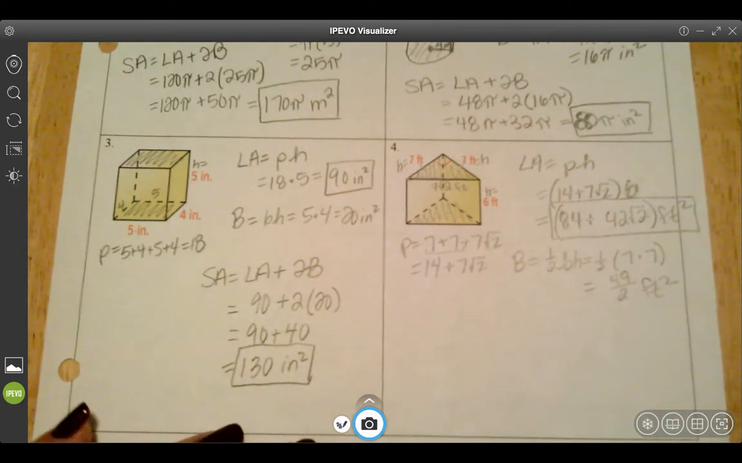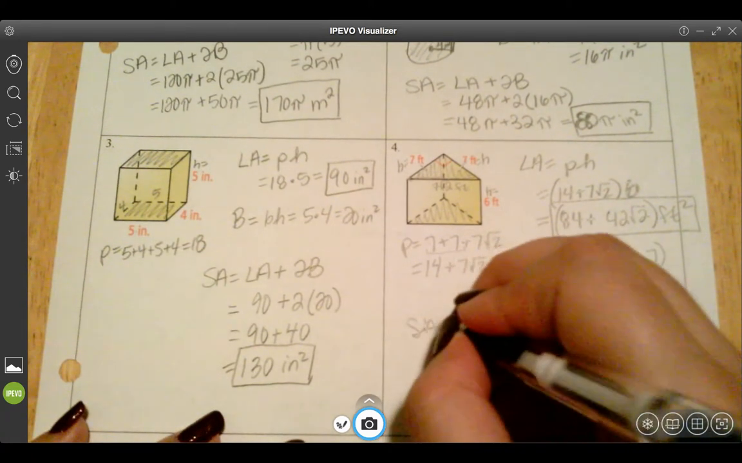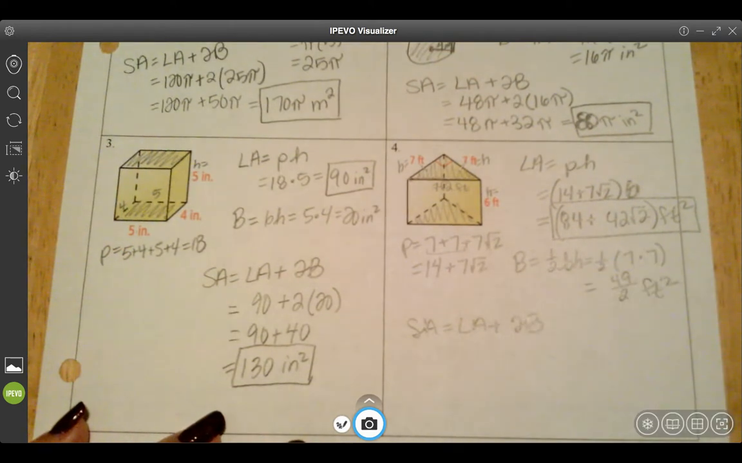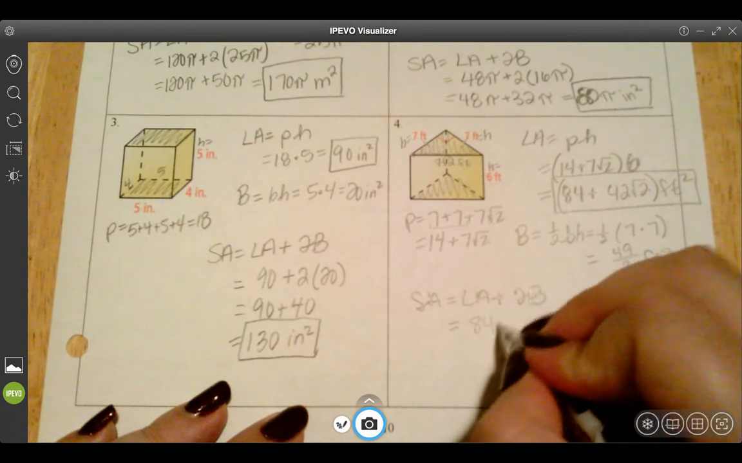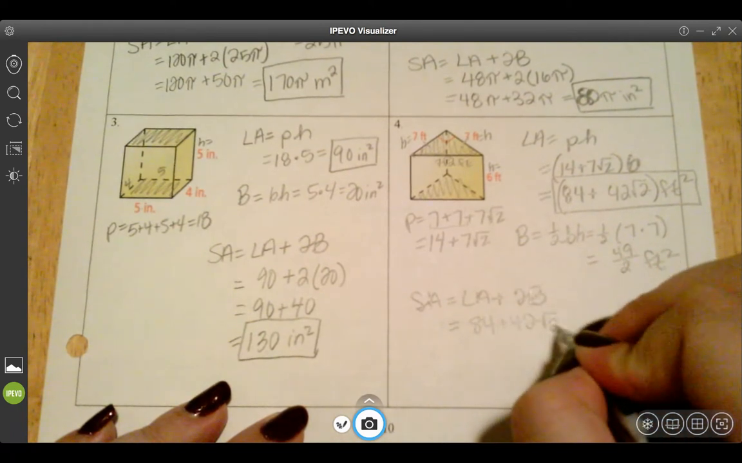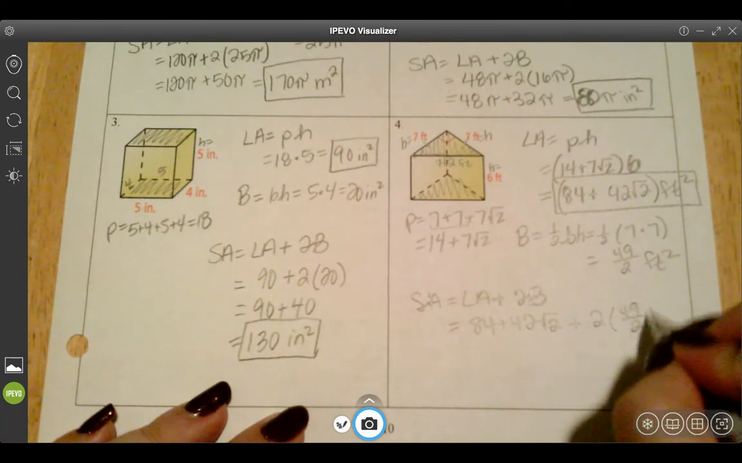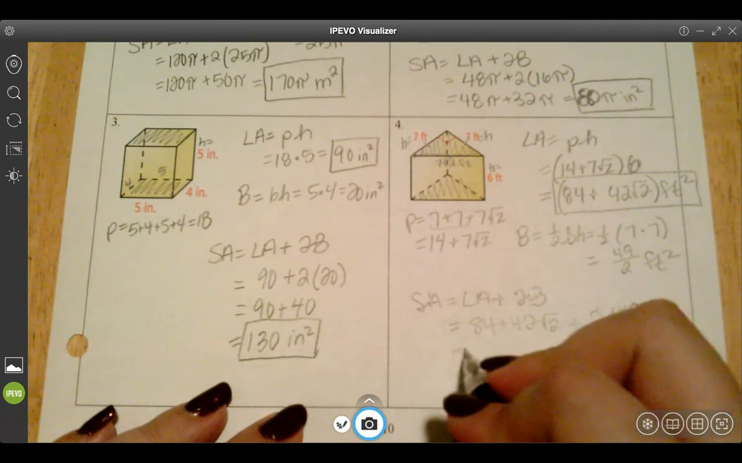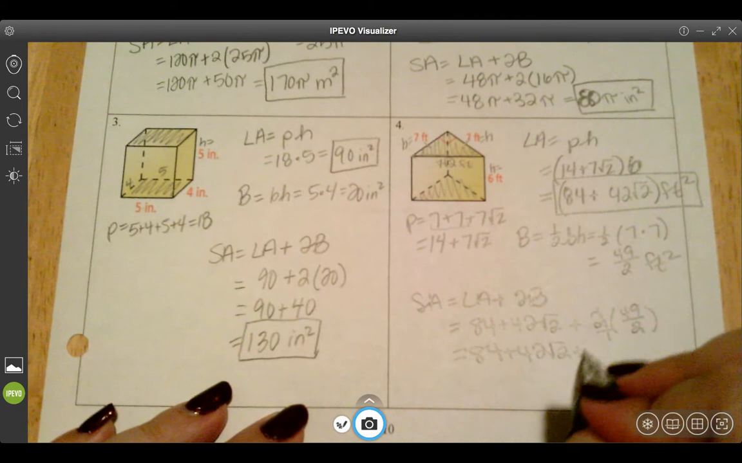Now I'm going to leave that as a fraction because I know when I calculate surface area, I'm going to double it anyway. Surface area is lateral area plus 2 times the bases. Lateral area was 84 plus 42 times the square root of 2, plus 2 times 49/2, and this is why I left it as a fraction. I can go ahead and cancel those out. So that's 84 plus 42 times the square root of 2 plus 49.